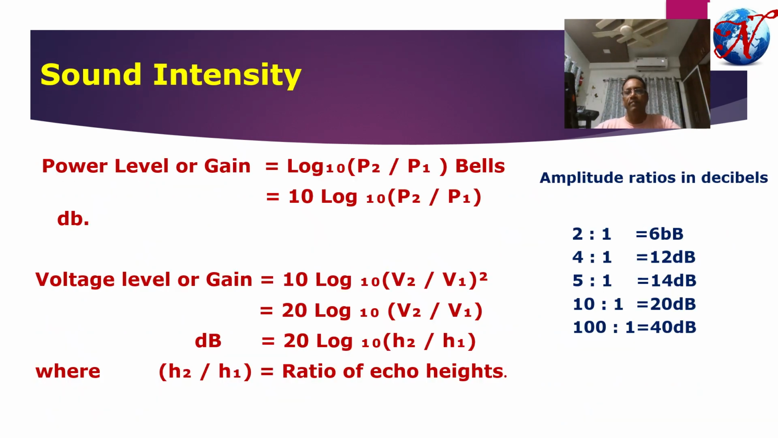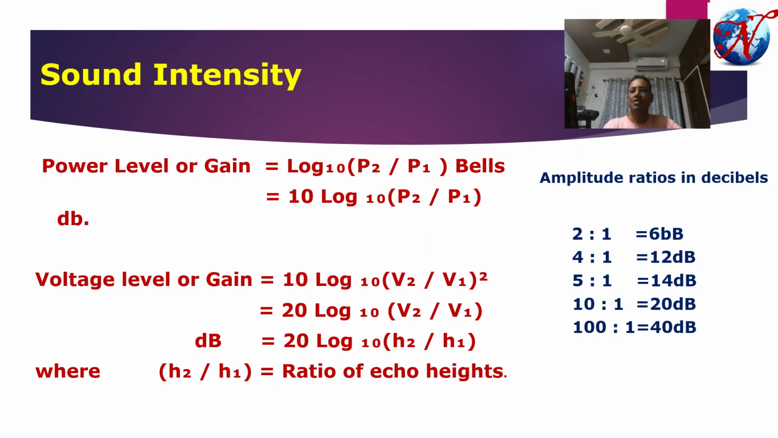For the calculation of gain or dB, normally we use the formula 20 log of H2 by H1, where H2 by H1 is the ratio of the echo heights. A 2 to 1 incremental or decremental step of the echo height is equivalent to 6 dB. A 4 to 1 ratio of change in intensity is 12 dB. 5 to 1 is equivalent to 14 dB, 10 to 1 is 20 dB, and 100 to 1 is equivalent to 40 dB.